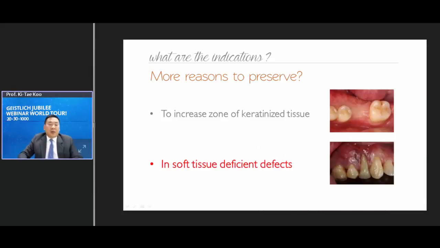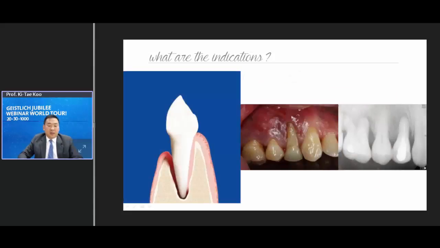And let's look at some of the more severe defects, including soft tissue deficient defects. And I'd like to share with you a case of mine showing this type of defect. Okay, here on the buccal side, you could see that there is bone loss halfway to the middle of the root, and also buccal gingival recession.